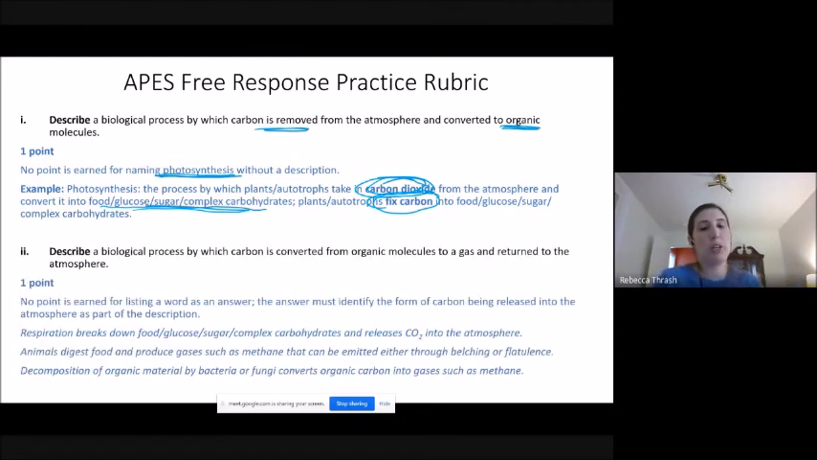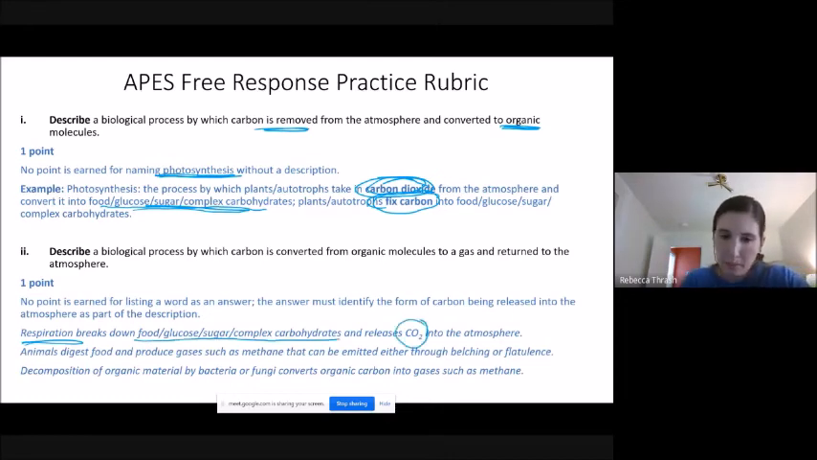With part 2, you had to do this basically for respiration. So again, you can't just list a word as an answer, and you also had to identify the form of carbon being released into the atmosphere. When College Board wants you to describe, they really do want you to show what you know about a certain topic. So you could have said, respiration is going to break down whatever you said in part 1 there, and then that releases CO2 into the atmosphere.